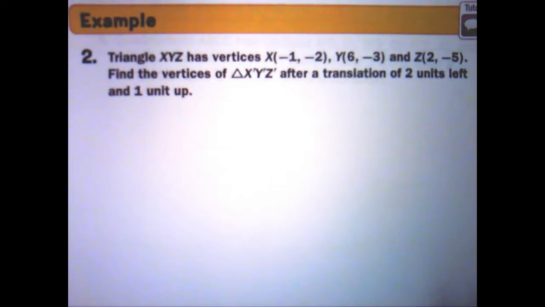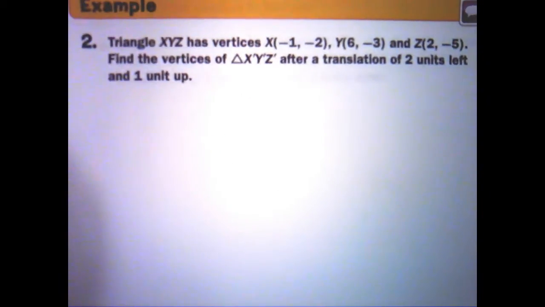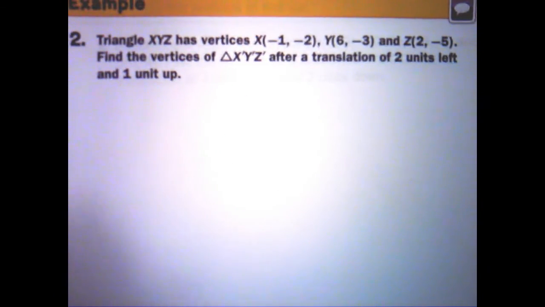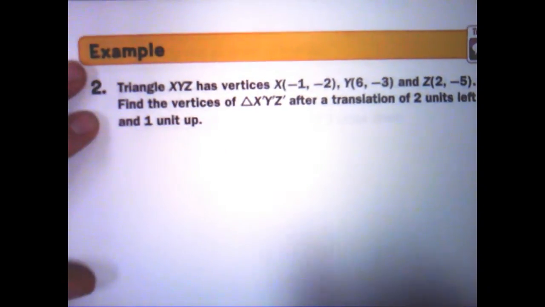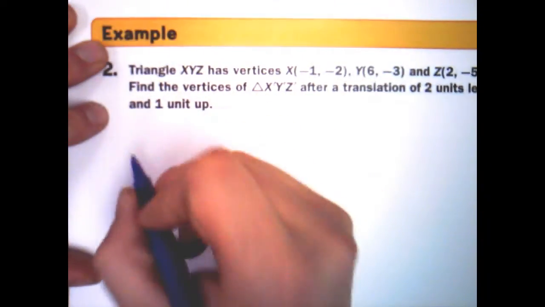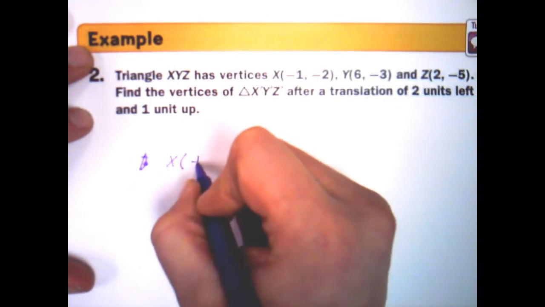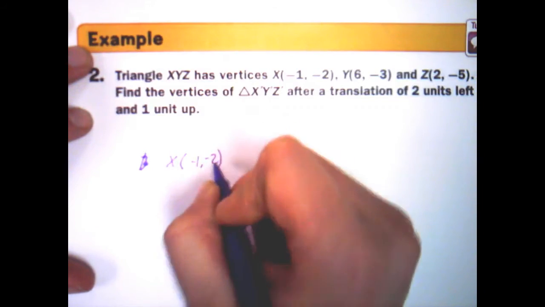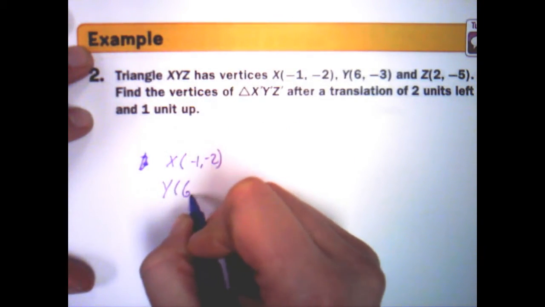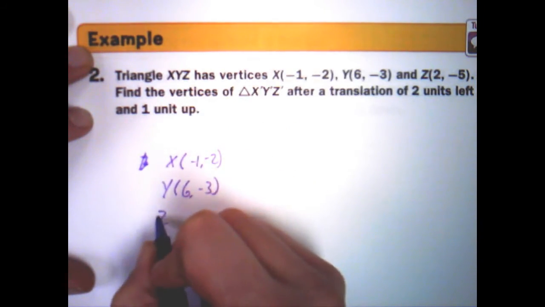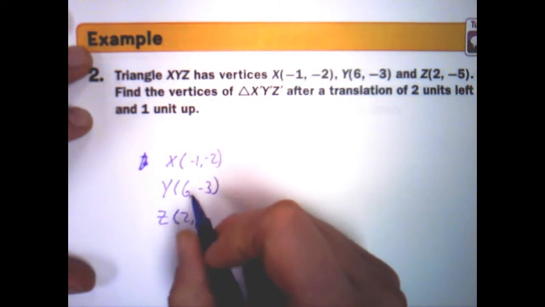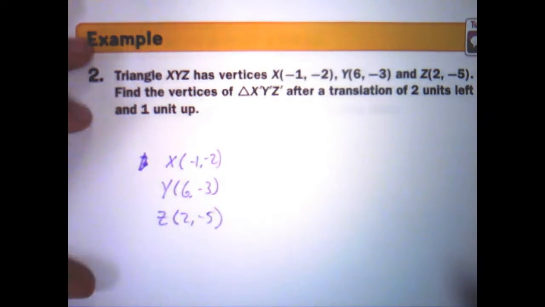Okay, example number 2. Now, we don't have a graph. It says triangle XYZ has vertices of X, Y, and Z. Find the vertices of triangle X prime, Y prime, Z prime after translating it 2 units left and 1 unit up. So here's the way we do this. We want to list our points out. X is negative 1, comma, negative 2. Y is 6, comma, negative 3. And Z is 2, comma, negative 5.